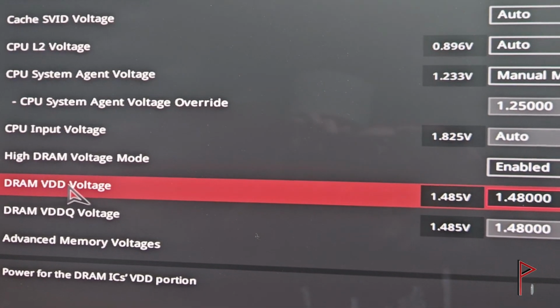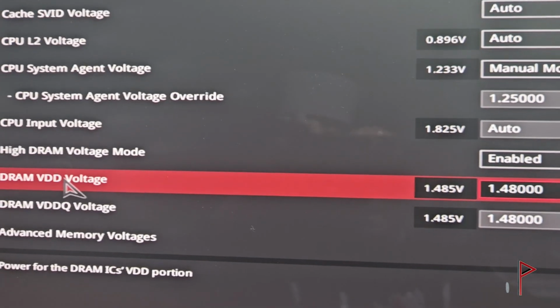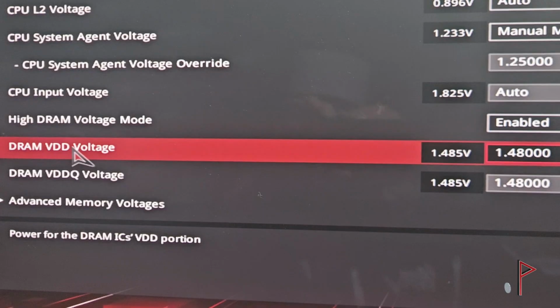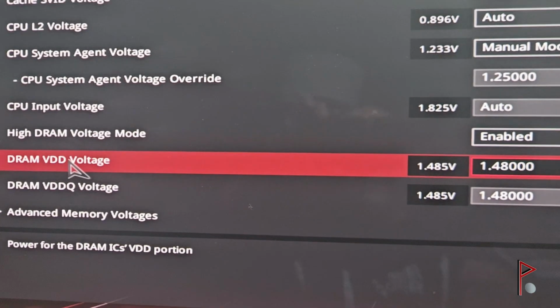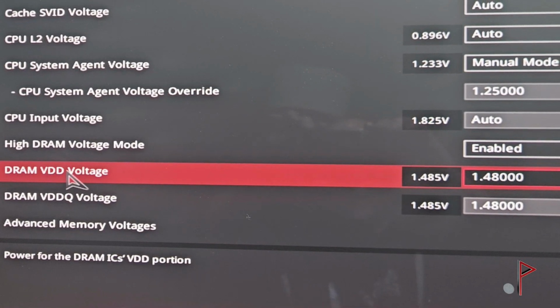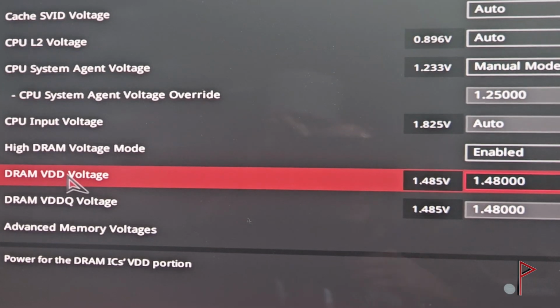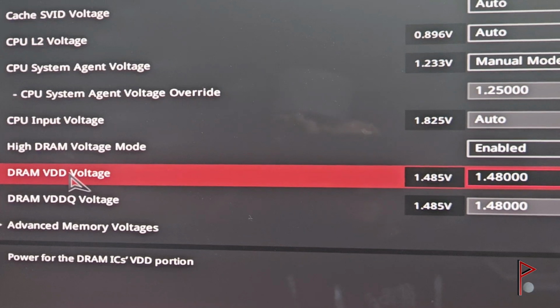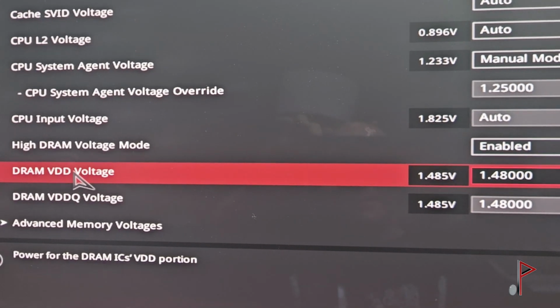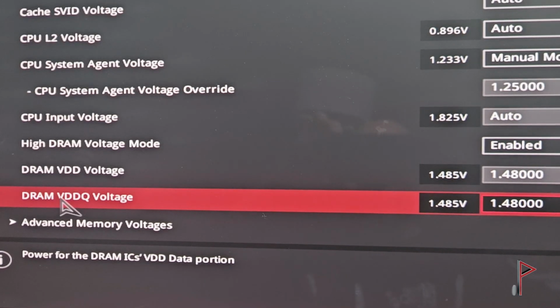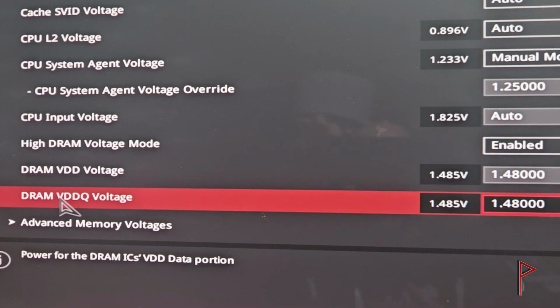All of this is powered by DRAM VDD voltage. So consider DRAM VDD and DRAM VDDQ and CPU VDD2 and CPU VDDQ. A simple way to understand DRAM VDD and DRAM VDDQ is that the VDDQ, being the I/O voltage, essentially governs communication with the outside world, right?